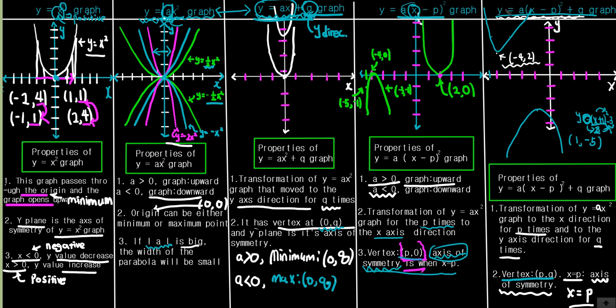And for the last one, y is equal to a times x minus p squared plus q's graph. It is a transformation of y is equal to ax squared that added both of these two graphs. And that means we moved the y is equal to x squared graph in the x direction by p and in the y direction by q. And we can find the vertex through this form. And we call it the vertex form.